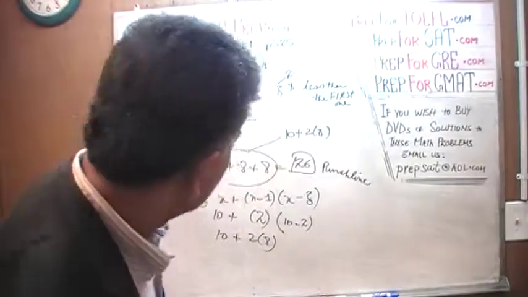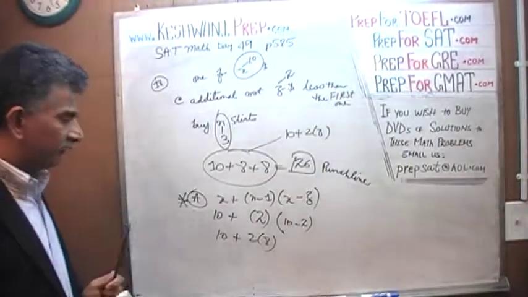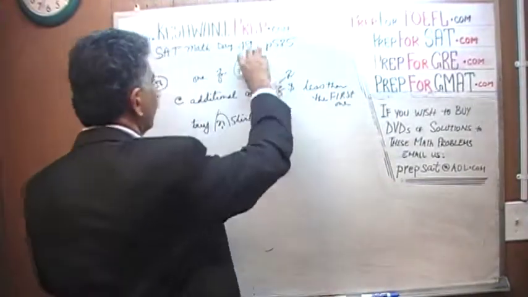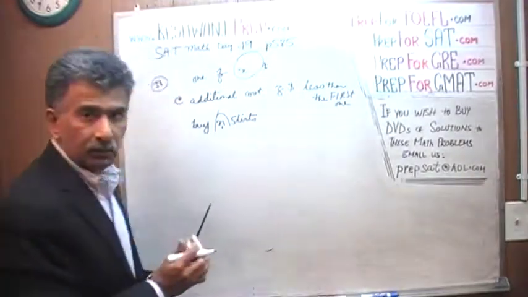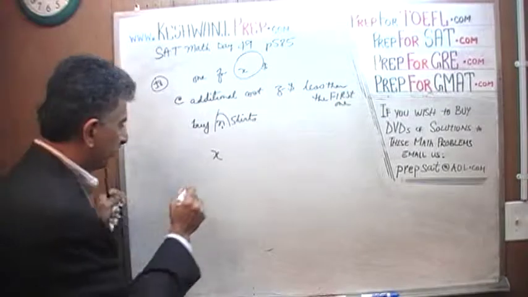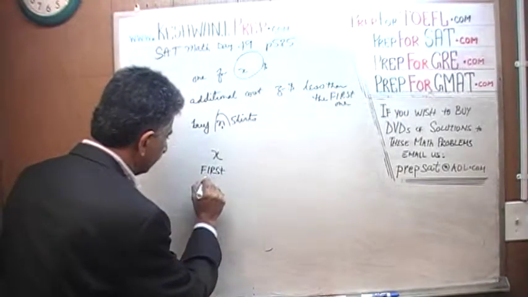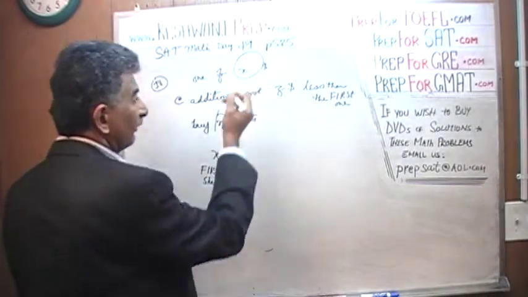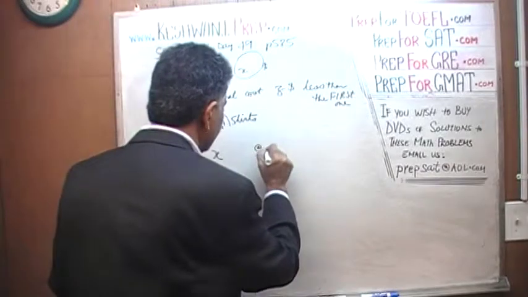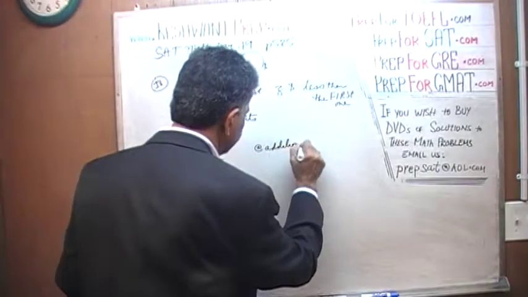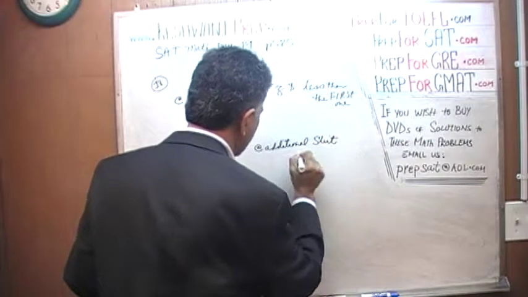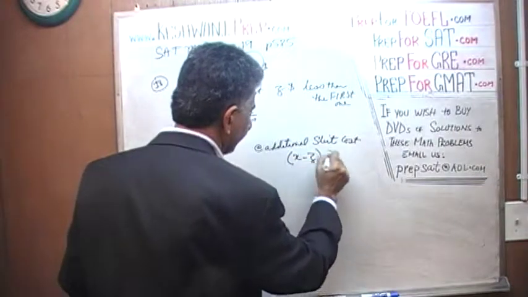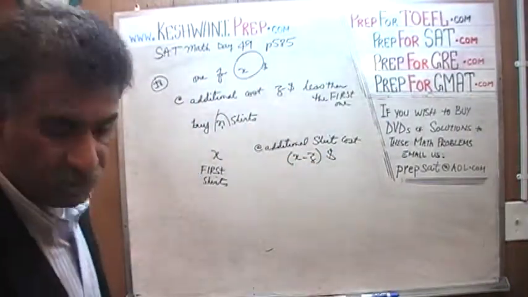Algebra actually is not that bad in this question. Let's do it algebraically. I'm going to erase everything because otherwise it will get too crowded. So, it's very simple. The first shirt costs X dollars. That's the price of the first shirt. Each additional shirt costs Z dollars less than the first shirt, so it's X minus Z dollars. That's the cost of each additional shirt.